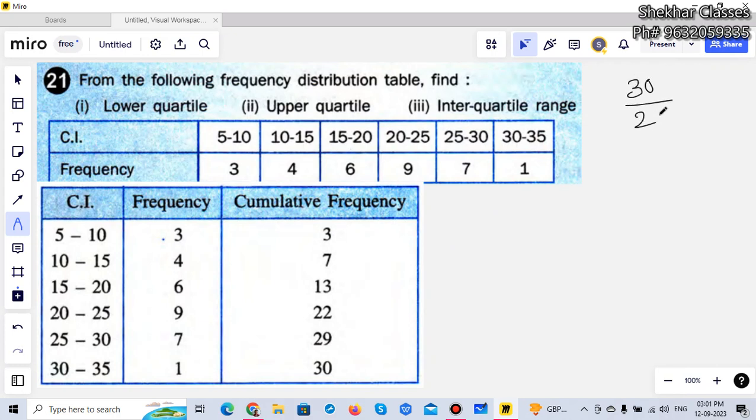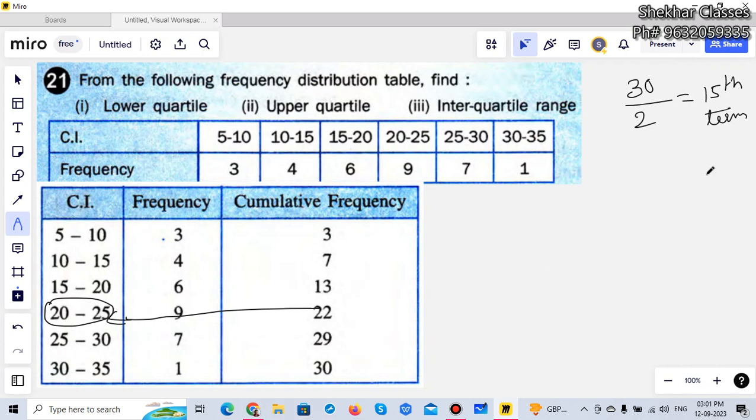So divide 30 by 2. So what do we get? 15th term. Where is the 15th term? The 13th term is until here. So the 15th term is after 13 but less than 22, so it will be here, somewhere lying between 20 and 25. So we have to find it out. How do we find it out? We have to first draw the ogive and then we can find it out.